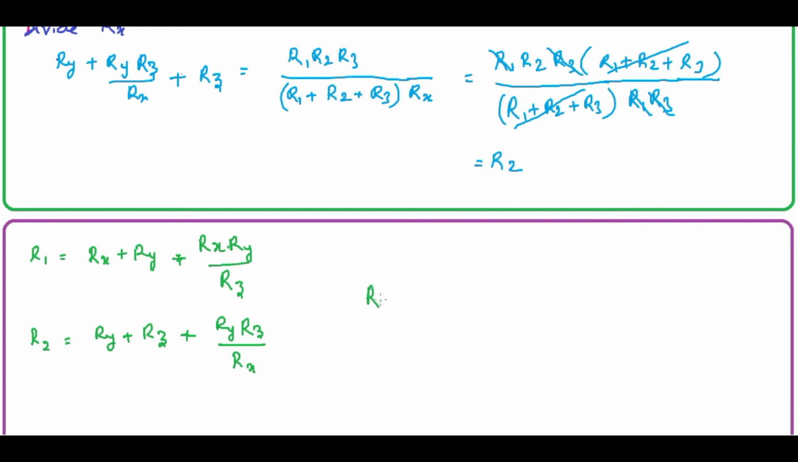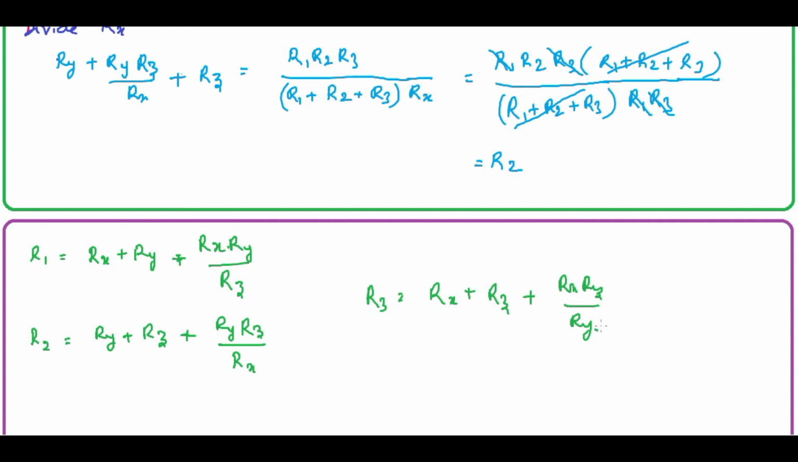Similarly, R3 is equal to Rx plus Rz plus Rx Rz divided by Ry. So these are the final expressions. So we are getting the delta connections, delta resistors in terms of star resistors.